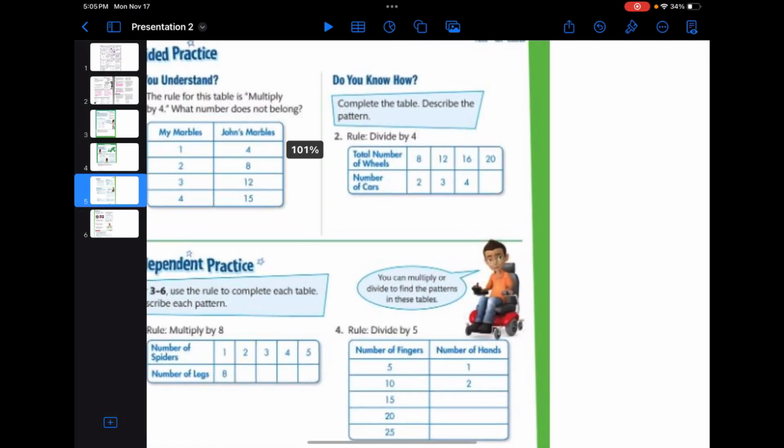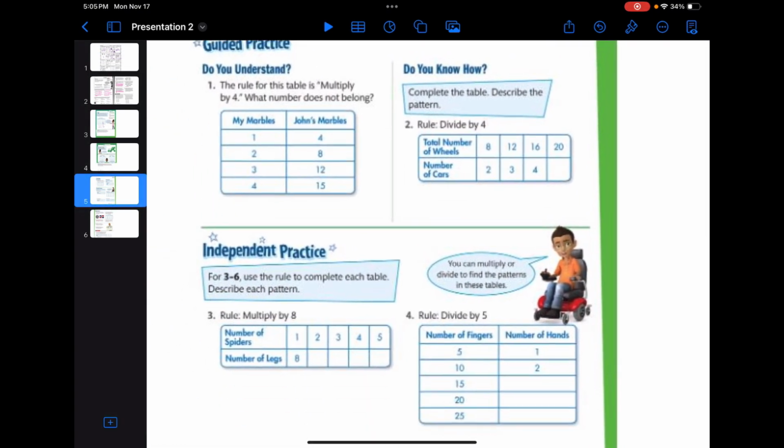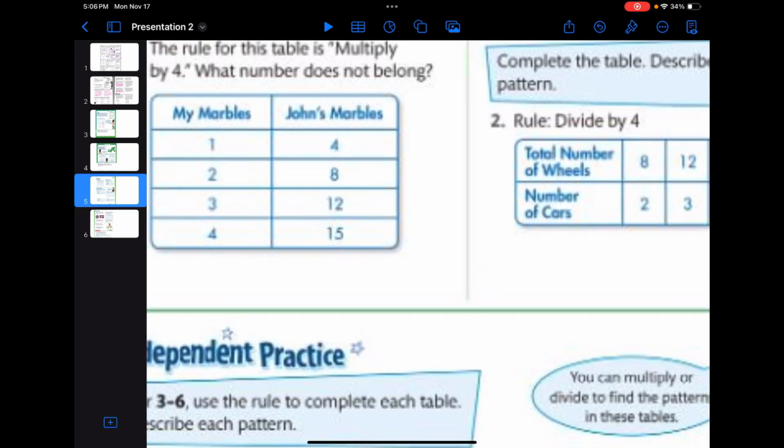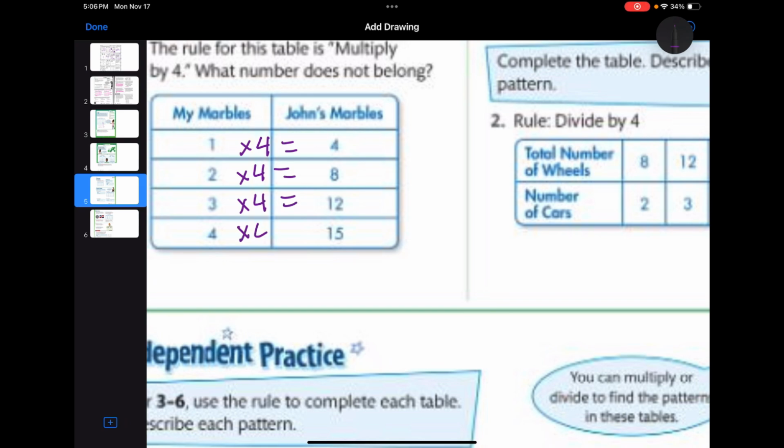Okay, so now let's look at number 1. Do you understand? It says the rule for this table is multiply by 4. What number doesn't belong? So let's look. 1 times 4 is 4. 2 times 4 is 8. 3 times 4 is 12. And 4 times 4 is not 15, it's 16. So 15 doesn't belong.